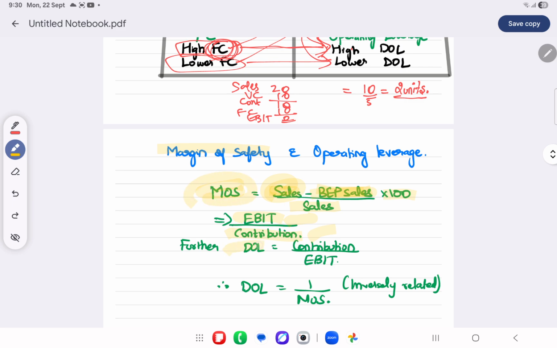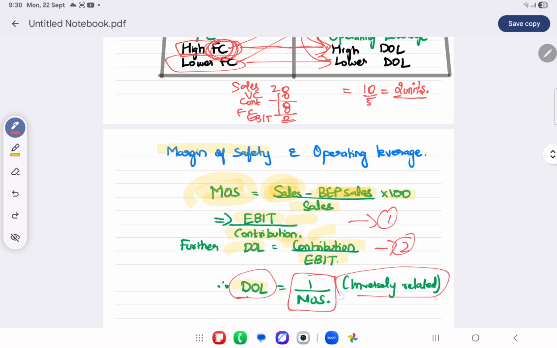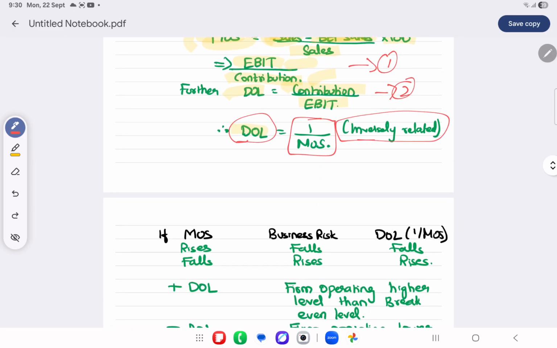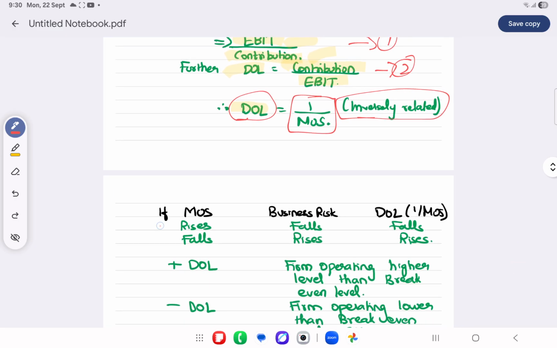whereas degree of operating leverage is contribution divided by EBIT. So our degree of operating leverage, can we say from this 1 and 2, that degree of operating leverage is 1 by margin of safety, which is they both are inversely related. So if the margin of safety rises, the business risk will fall, because definitely if the margin of safety is more, our risk would be lower and operating leverage will also be lower. If margin of safety falls, business risk would rise and degree of operating leverage will also rise.